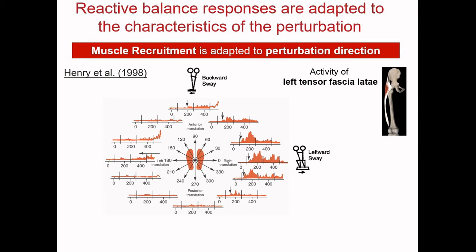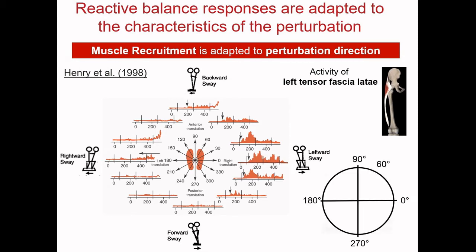On the right-hand side, we can see the response to a rightwards platform shift that leads to a leftward sway of the body. Here, in contrast to the plot we just looked at, we see a high level of activity in the left tensor fasciae latae. Taken together, all these recordings represent a continuum of muscle responses, capturing the responses to all directions of perturbations. We can represent this continuum of responses using a plot like this one.